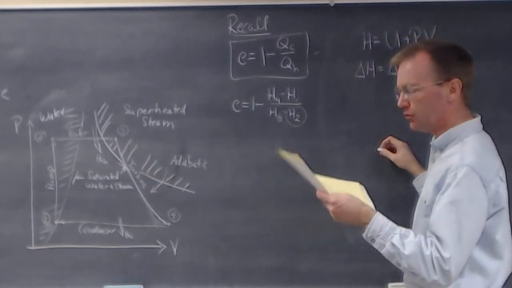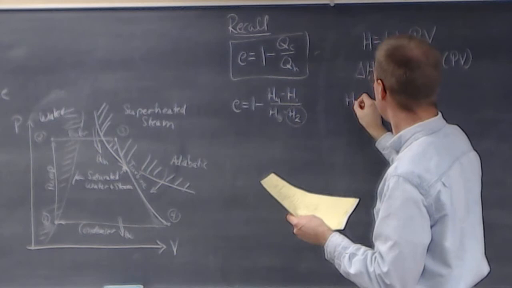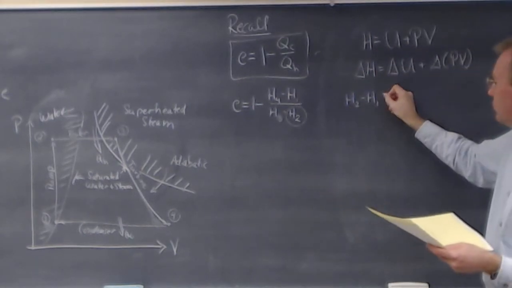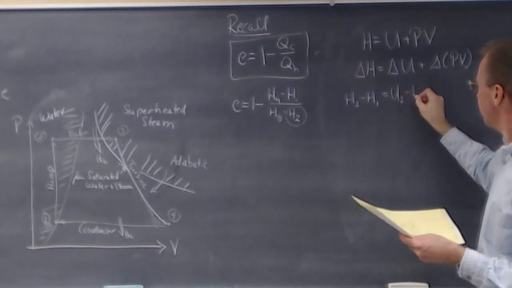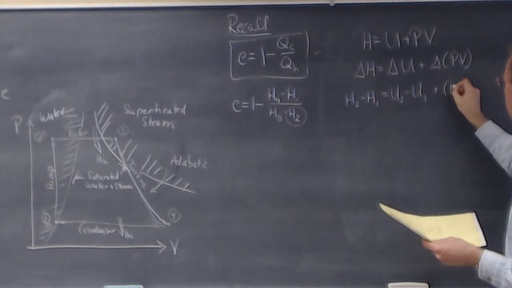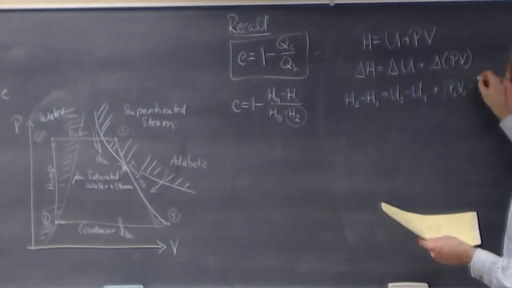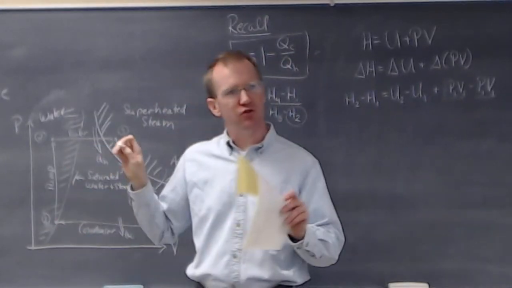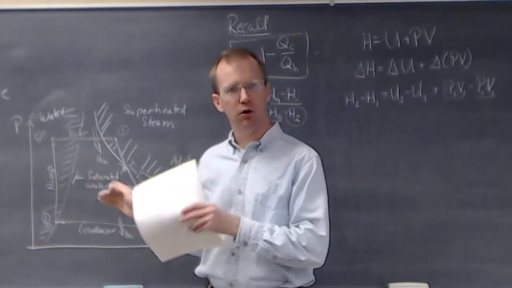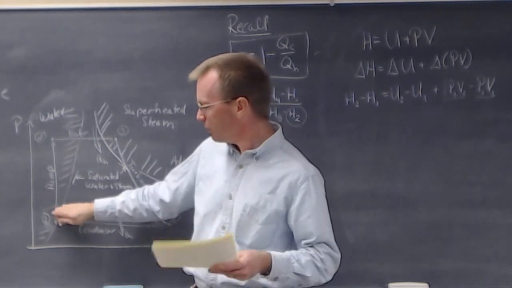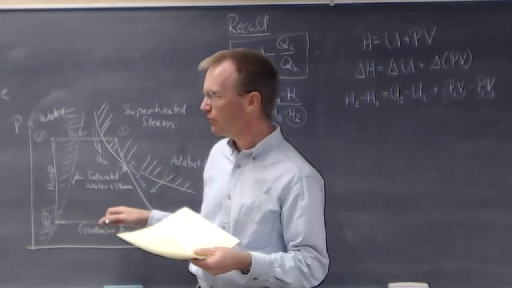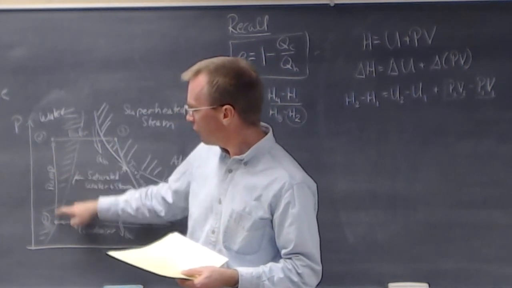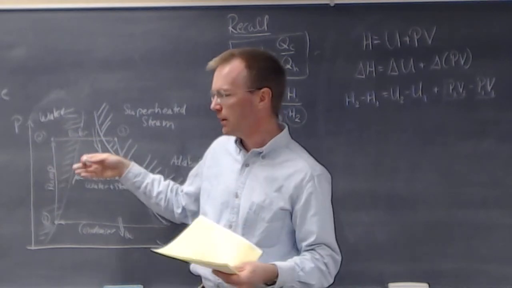So going from one to two, final enthalpy minus initial, H2 minus H1, is U2 minus U1 plus P2 V2 minus P1 V1. Look at these first. At point one, we're on the phase boundary of water and steam. It is a liquid here, but we can also look at the gaseous forms, which we'll do in the steam tables later. But we have a liquid there. As we pump it up, we are keeping it solidly within the liquid phase.